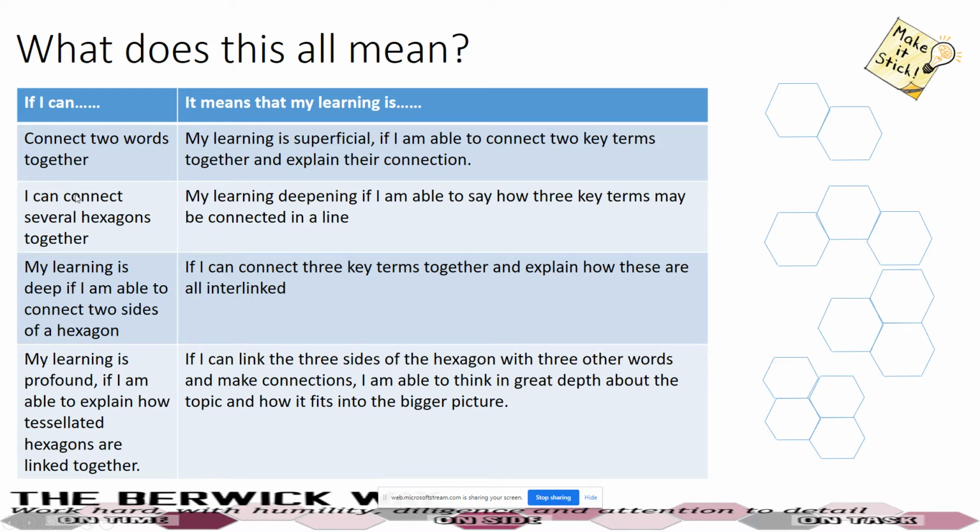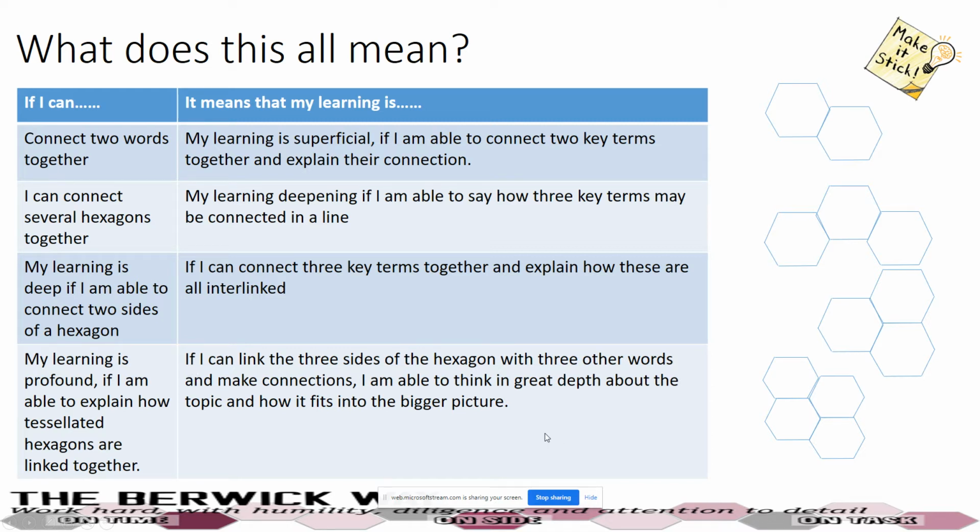If you are able to connect several hexagons together, it means you're actually deepening your learning and you have a better perspective of the subject. If you are going to further deepen your learning, if you can get three terms together, your learning is profound. I mean, it is very, very deep in terms of knowing everything about the subject.